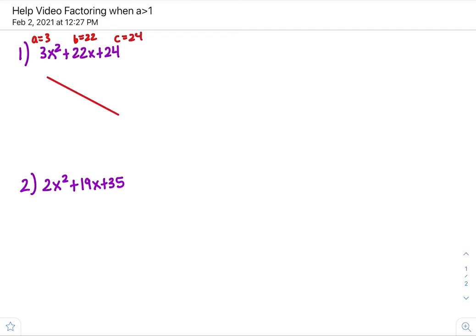When you factor, you still use your X method: a times c up top, b on the bottom. a times c is 3 times 24, which is 72, and your b value is 22. Now you have to think: what two numbers multiply to give you 72 but when added give you 22? Until you get used to it, you should make a factors list of 72, so that it will help you see it more clearly.